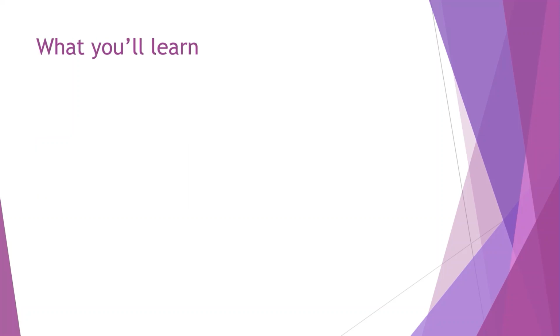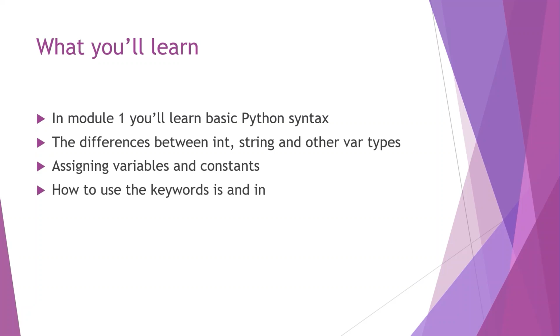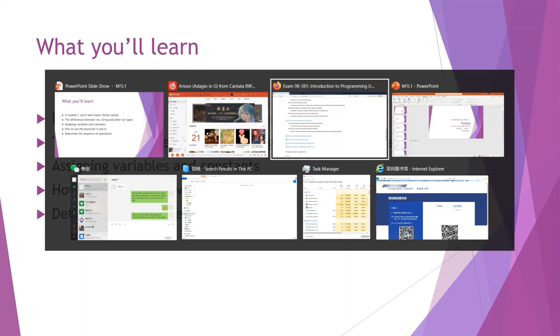So, what you'll learn. In Module 1, we'll just be going through some basic Python syntax. We'll be going through the differences between an integer, a string, and some other variable types as well. We'll be going through assigning variables and constants. And we'll also be going through how to use the keywords is and in. And we'll be determining the sequence of operations, and I'll show you what that means now on the Microsoft page.